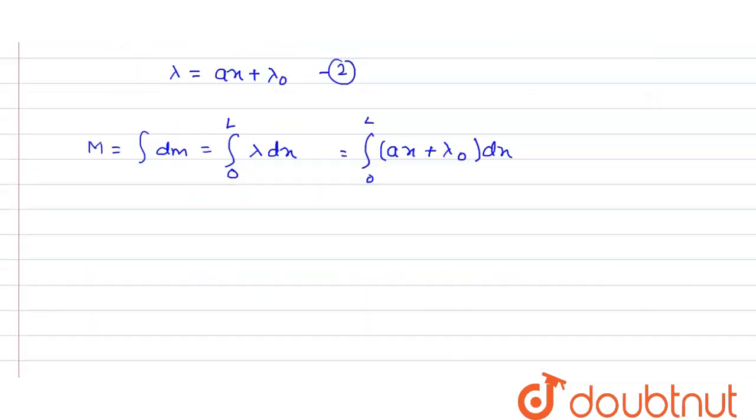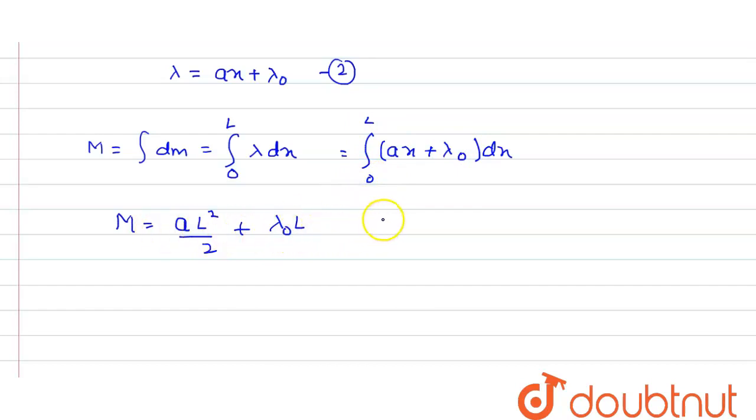If we integrate this, then our M, the total mass, would be ax square divided by 2. If you put the limit L, it would be aL square divided by 2, plus here it is just lambda naught, so the integration would be just x. So lambda naught into x, and if you put the limit as L, it would be lambda naught into L. Now the lower limit is 0, so we need not put it, otherwise that term would be 0.